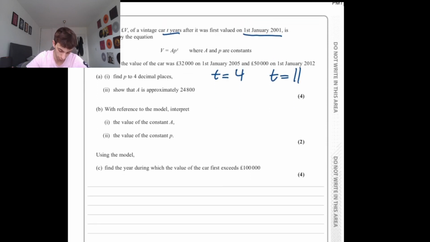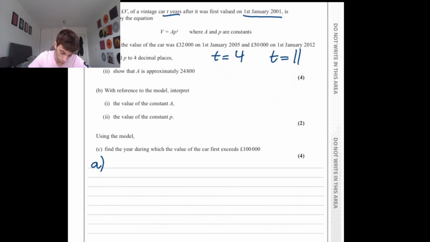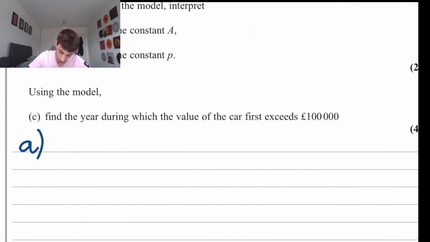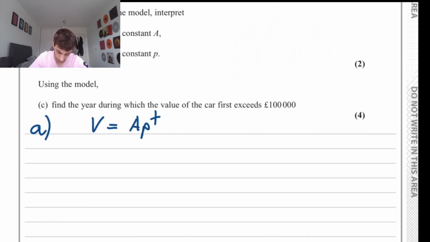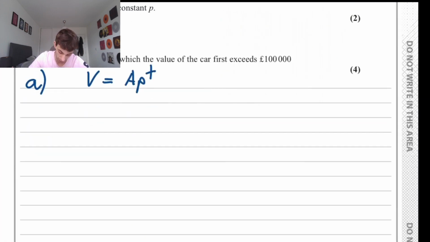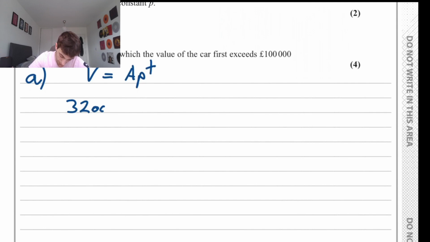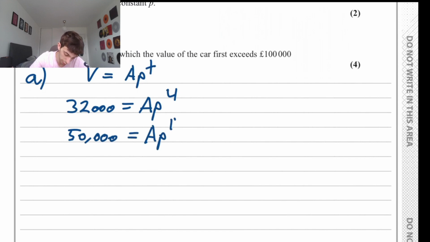Okay, cool. So let's just write down what we know. We have that V equals A times P to the power of T. Great, so let's put 32,000 as the value. 32,000 equals A times P to the 4, since T was equal to 4, and 50,000, the value, equal to A times P to the 11. Let's label this equation 2, this equation 1.